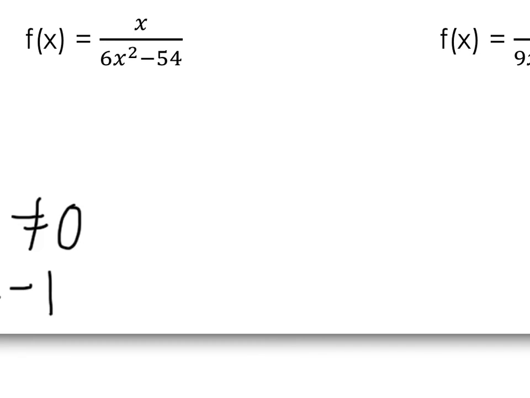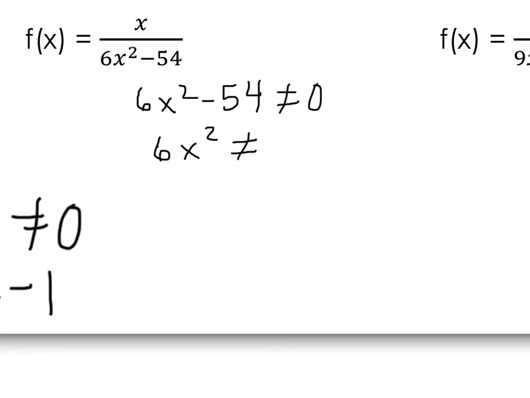Look at this fraction. We cannot have division by 0. We don't care if x is 0. That's fine. We never are bothered by the numerator being 0. It bothers us when the denominator is 0. So 6x squared minus 54 cannot be equal to 0. There are different ways to solve this. You can factor it, or you can just add 54 to both sides. So 6x squared is not equal to 54. X squared cannot be equal to 9. So x cannot be equal to 3.